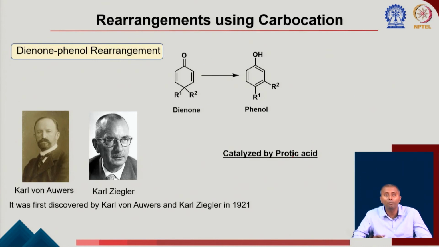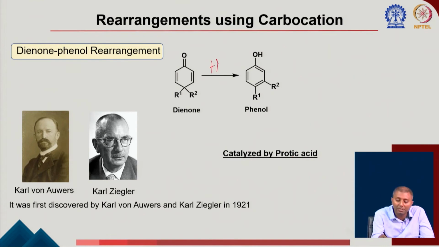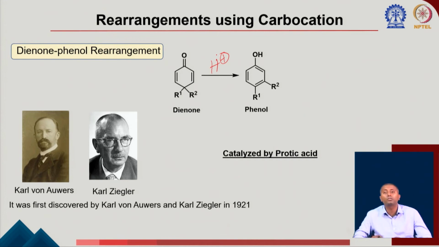And now we are moving further to another important reaction, which is called dienone-phenol rearrangement. Okay. This is also done in the presence of acid. So this is an acid catalyzed rearrangement where you start with a dienone, and then it will convert to the corresponding phenol.